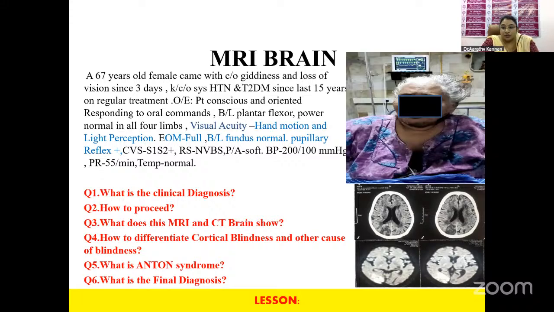How will you proceed to evaluate her? Immediately a CT was taken for her. The CT picture is shown here, followed by which an MRI was also done. Its pictures are also shown here. What are the findings you can see in both the CT as well as the MRI?